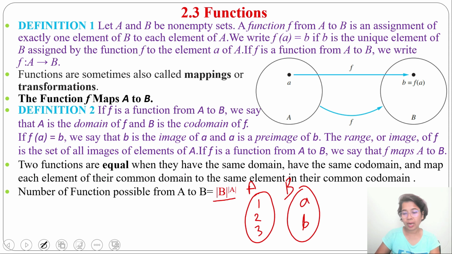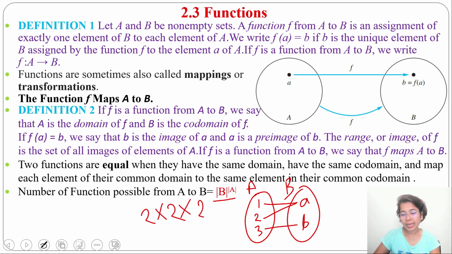Now for 1 there are two possibilities. This one can map to a or one can map to b. So there are two possibilities for 1. Then for 2 again there are two possibilities. It can map to either a or it can map to b. Then for 3 again there are two possibilities. It can map to b or it can map to a.